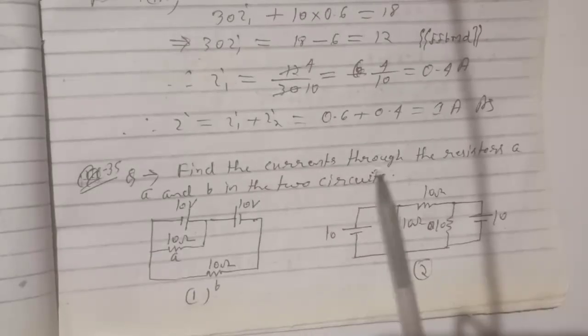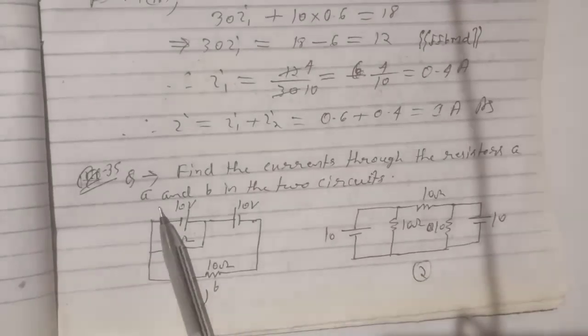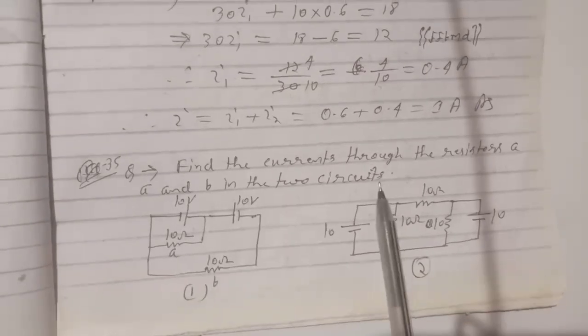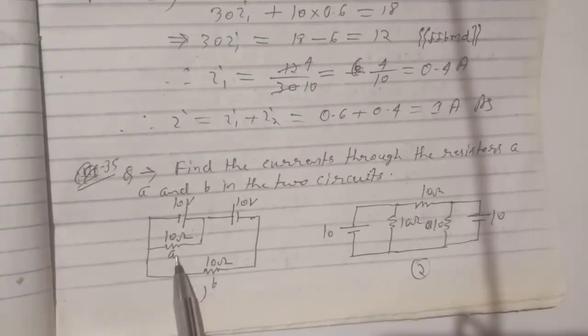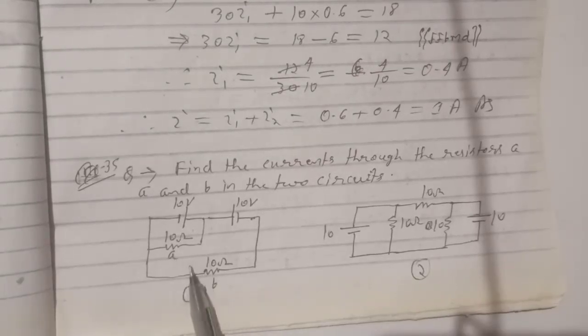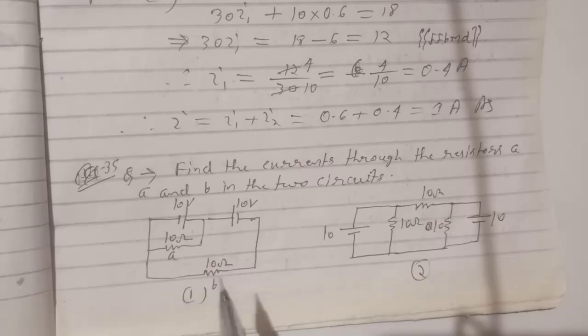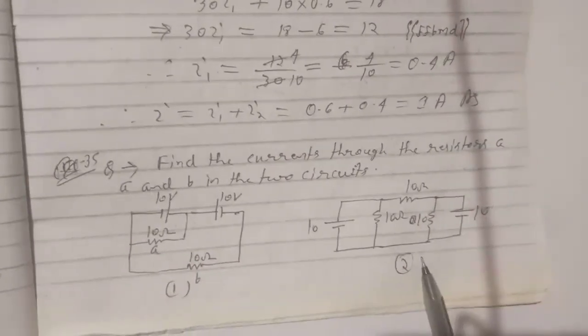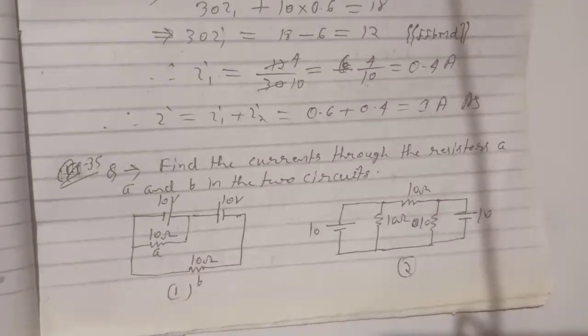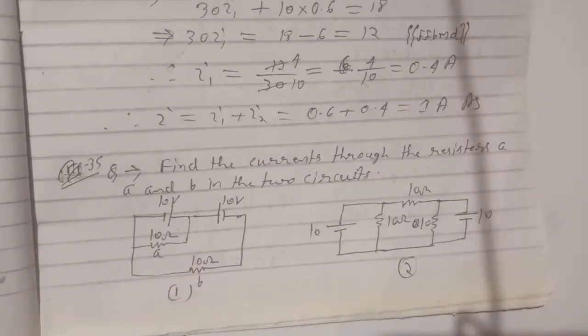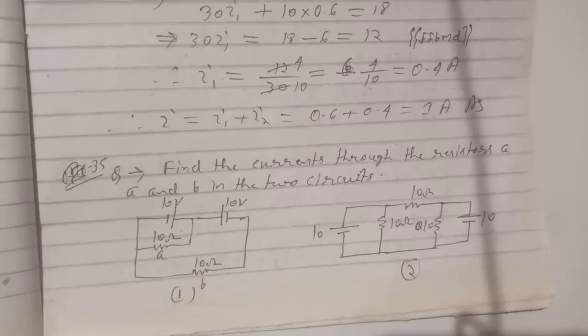Next, find the current through the resistor A and B in the circuit shown. This is the A and this is the B in case 1, and in case 2, let's solve this.